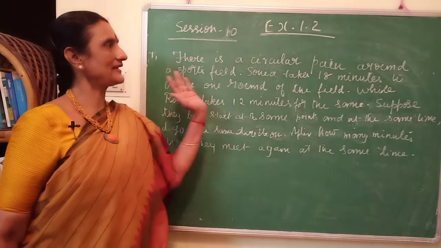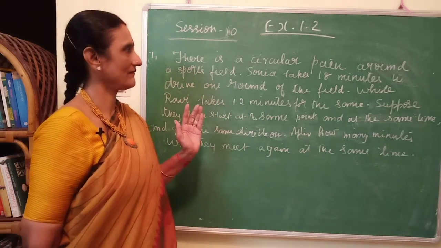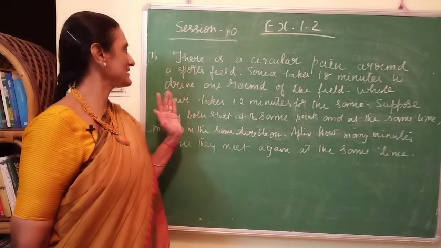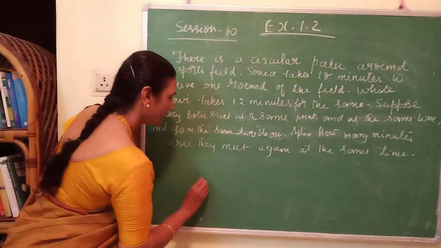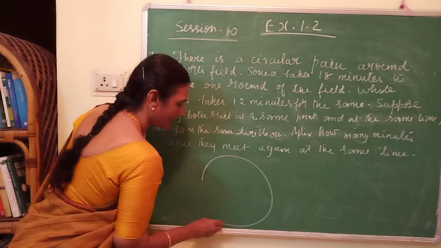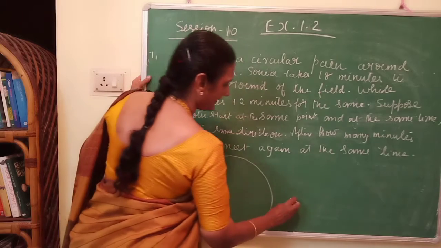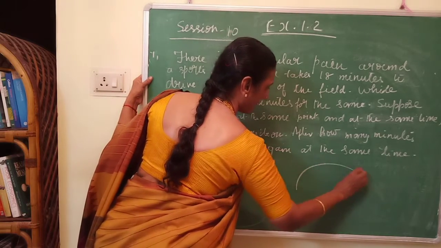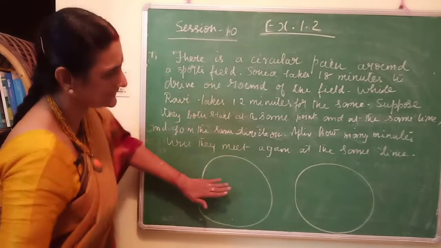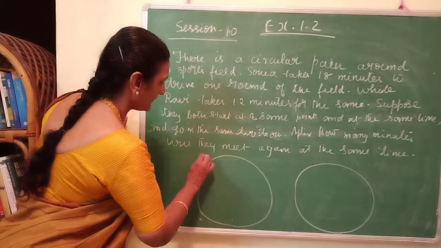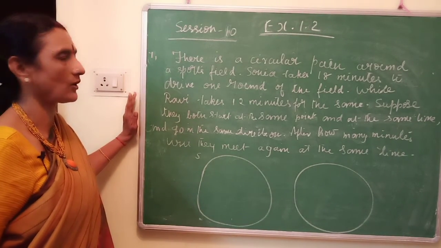Now read the sum. There is a circular path around a sports field. Sonia takes 18 minutes to drive one round of the field. So suppose this is the circular path. I will make one more copy of the path to indicate the second person. Now this is the path for Sonia, say. Sonia takes 18 minutes to drive one round of the field.